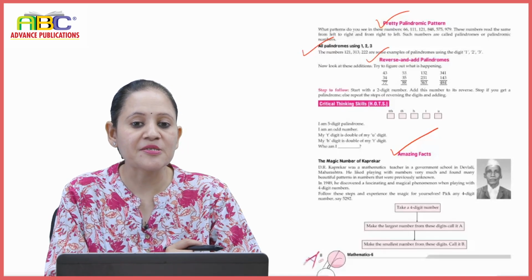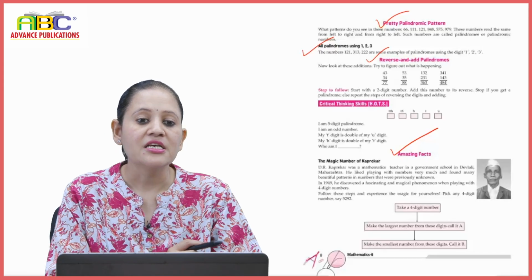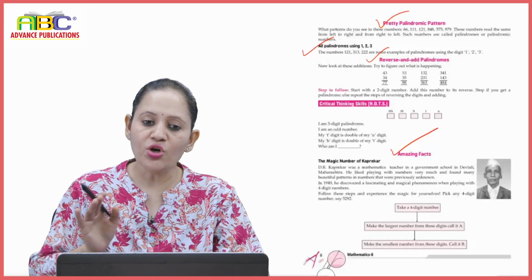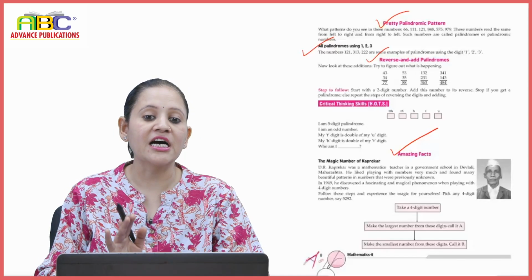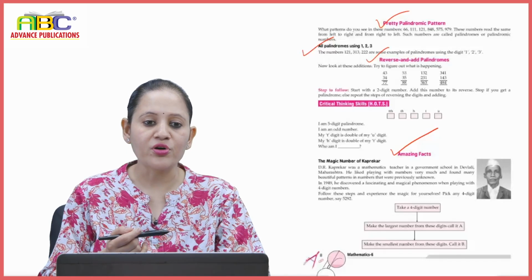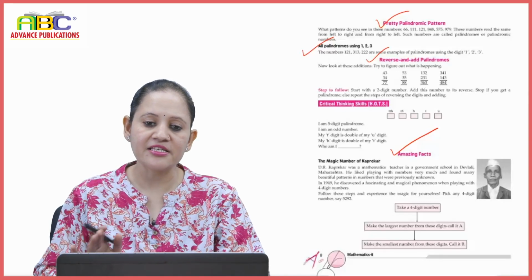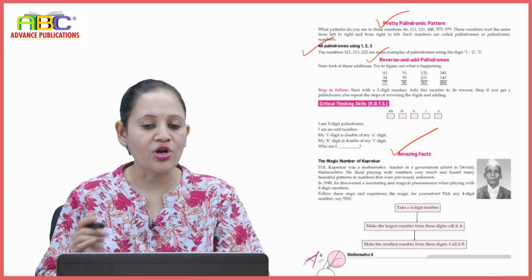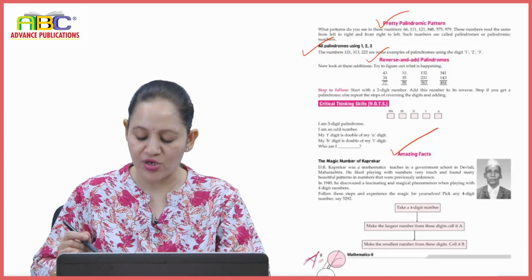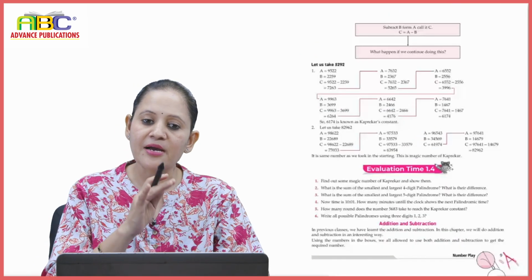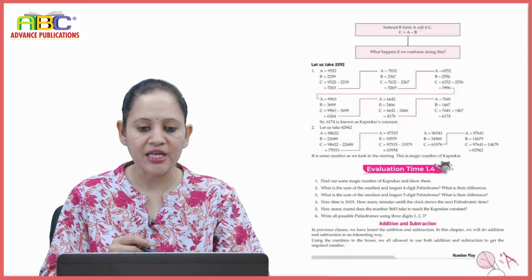Follow these steps and experience the magic for yourself. Pick any 4-digit number. Suppose your number is 5292. So, take a 4-digit number, make the largest number from the digits, call it A. So, आपको 4-digit number से largest number बनाना है, suppose that is called A. Make the smallest number from these digits, call it B. और इसी digit से आपको smallest number form करना है, suppose that is called B. So, इस तरीके से आप number A form करेंगे and B form करेंगे.